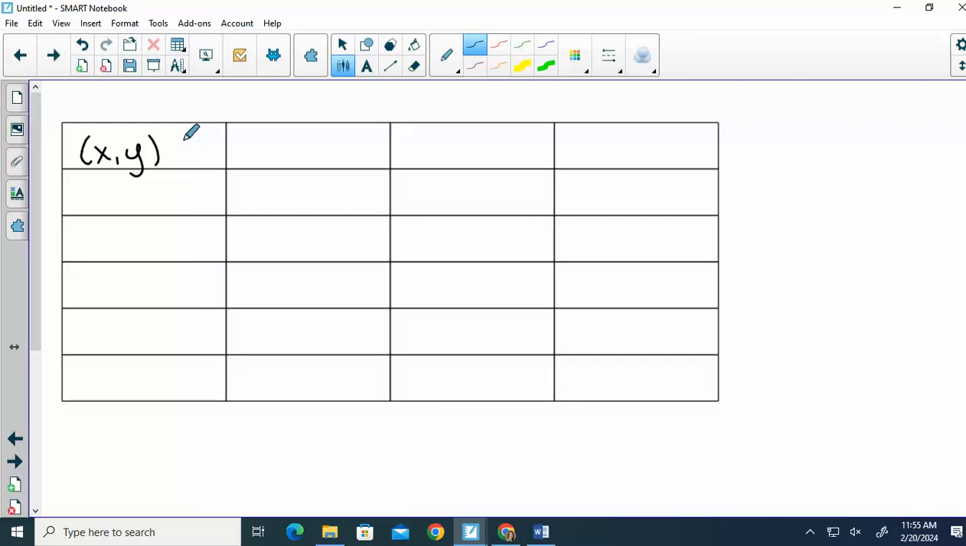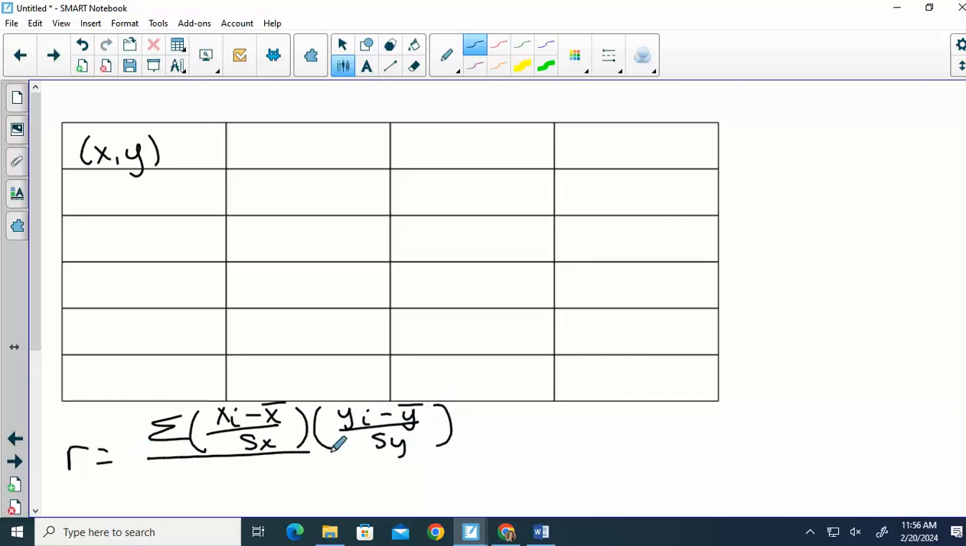Okay, correlation coefficient. The very first bullet under chapter 4. And it tells us R is, what does this symbol mean? The sum. We're going to add up a bunch of stuff. So we have to do the x minus the mean of x divided by standard deviation of x times the y minus the mean of y divided by standard deviation of y, all over n minus 1.